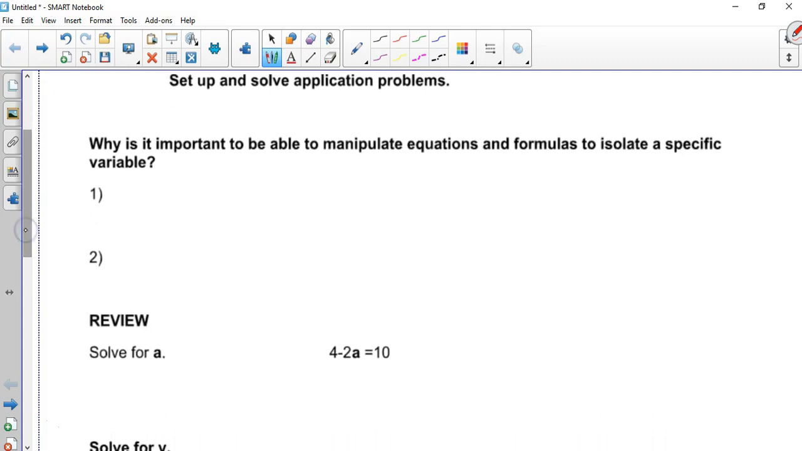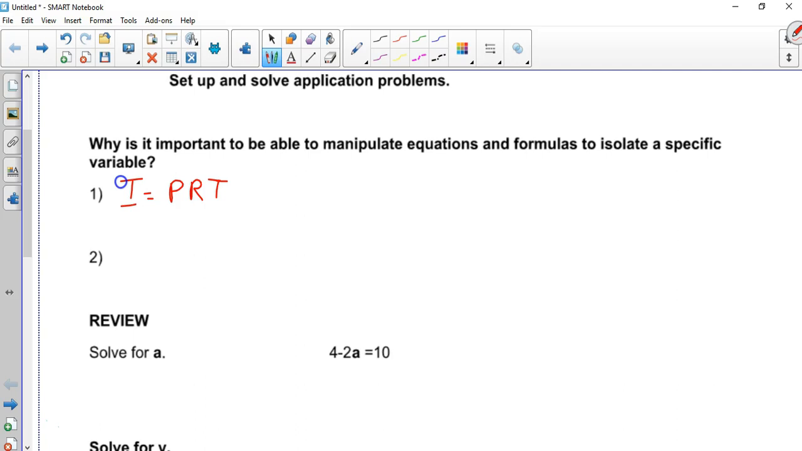So why is it important to be able to manipulate equations and formulas to isolate a specific variable? Well, let's take an example. Interest equals principal times rate times time. You may remember this from Algebra 1. So in a formula like this, if you're solving for interest and you plug in the other three variables, you've got your answer. But if you're solving for rate and you plug in all your numbers, you can do that and then crunch all the numbers.